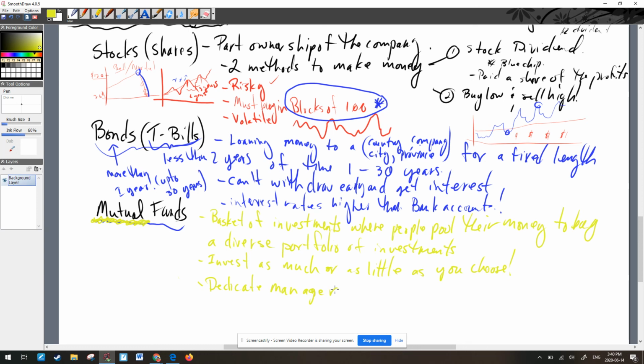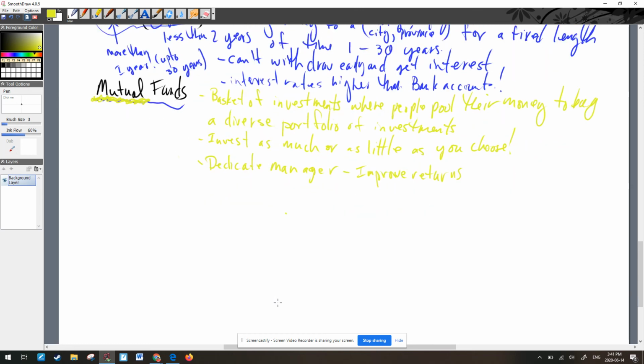So in theory, a dedicated manager should improve returns, right? That's the idea, because that's what their job is. That's all they do, is watch what's going on there. Okay. So mutual funds, I would say this is probably the biggest investment in RRSPs that exists. RRSPs and other places.